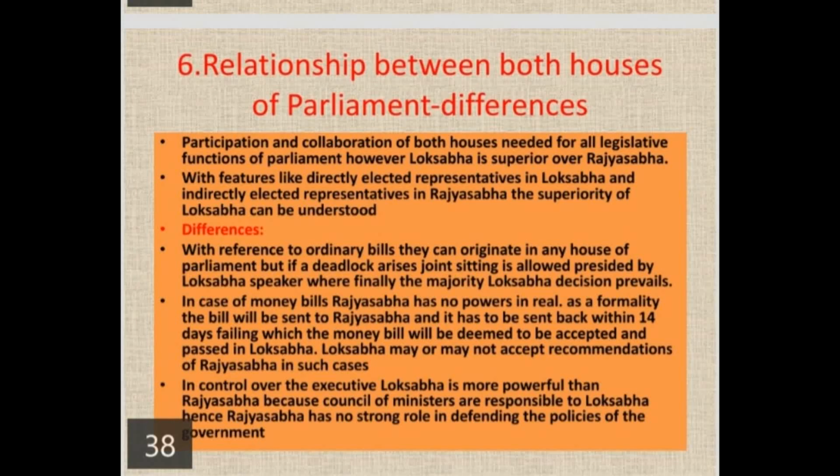So after learning the exclusive powers of Lok Sabha and Rajya Sabha, let us proceed towards the relationship between both houses of parliament and their differences. Coming to the relationship, as we have studied earlier, both Lok Sabha and Rajya Sabha, the two houses of parliament, are not competing bodies against each other, but they are co-partners in the process of making legislation and giving good governance to the country. That means they come together and work more effectively.